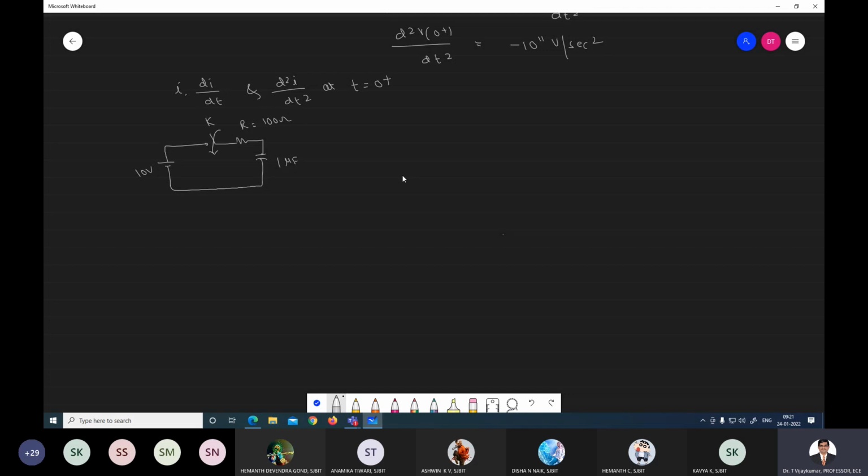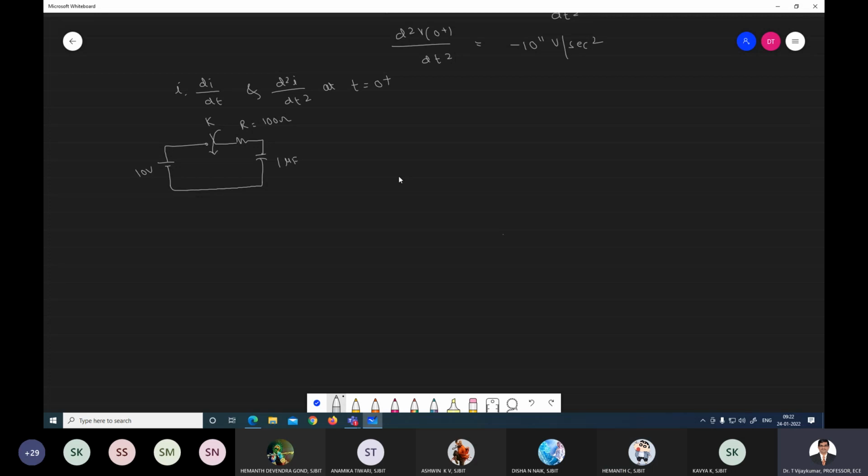d square i by dt square. One minute. Is it 10 to the power of 7 amps per second? d square i by dt square is 10 to the power of 7 amps per second.